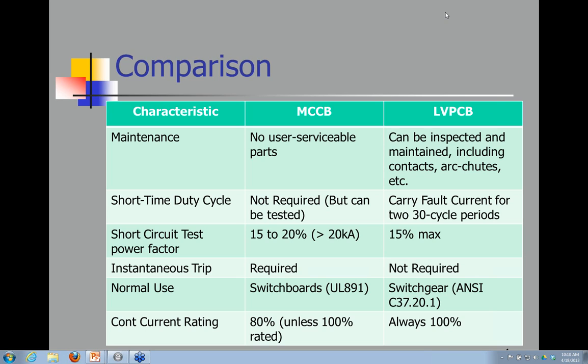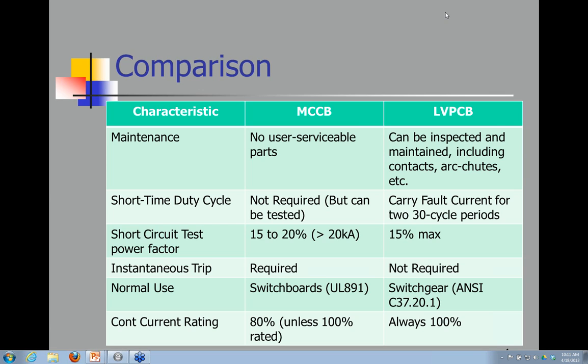And I have a little short example that shows you why you might care about that. Even though both devices are rated on a symmetrical current basis, that rating only applies down to its test power factor. So if your particular system results in a lower power factor, this is the power factor at the fault point, then you have to derate that device. And I have an example I'll show you in a minute of that.